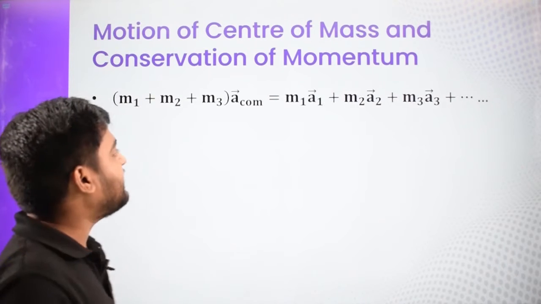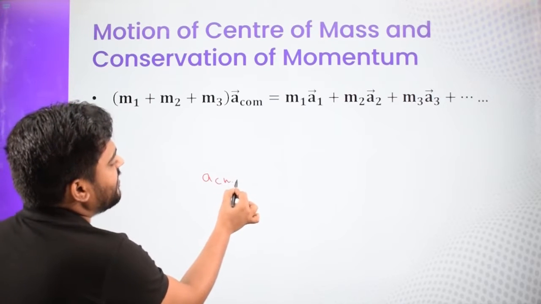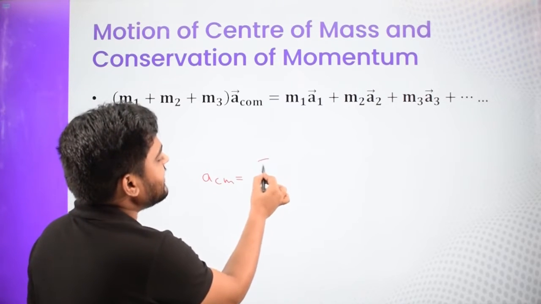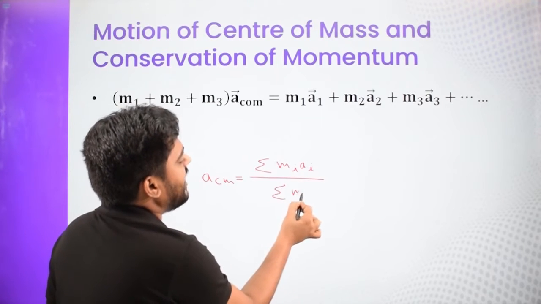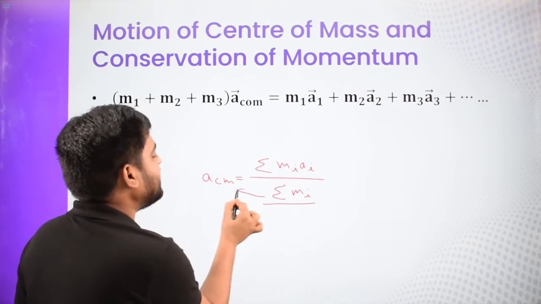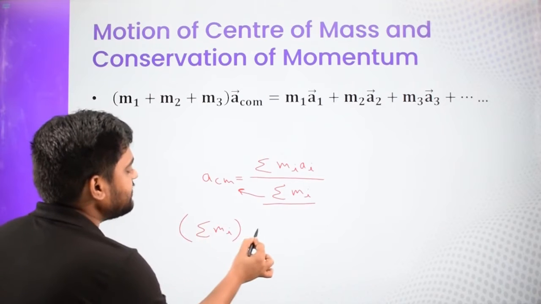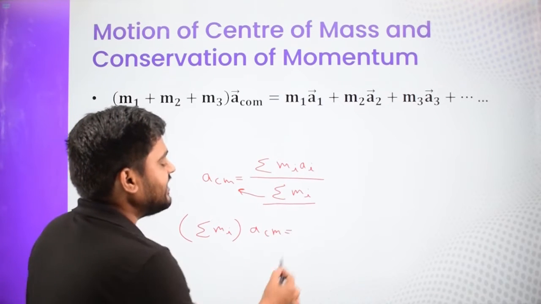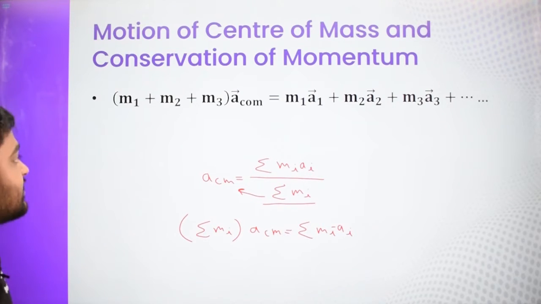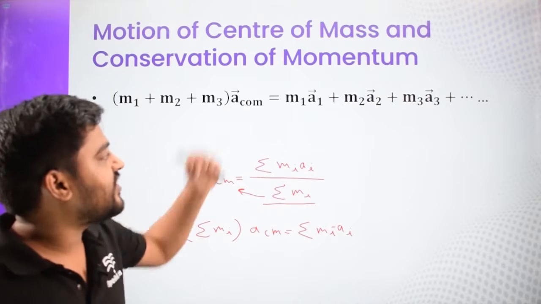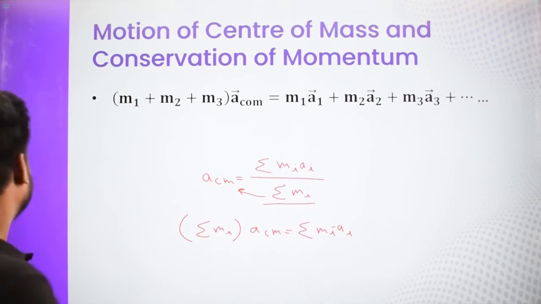Now, see the acceleration of center of mass, we just discussed that it is given by sigma m_i a_i divided by sigma m_i. If I take this over here, it will multiply, so I'll get the summation of all the masses times the acceleration of center of mass. That is going to give me sigma m_i a_i, which is the line written over here. The sum of all the masses into the acceleration of center of mass is given by m1 a1 plus m2 a2 plus m3 a3 and so on.